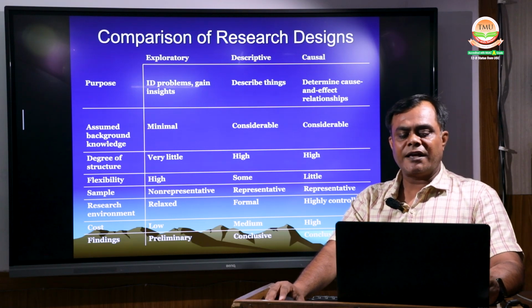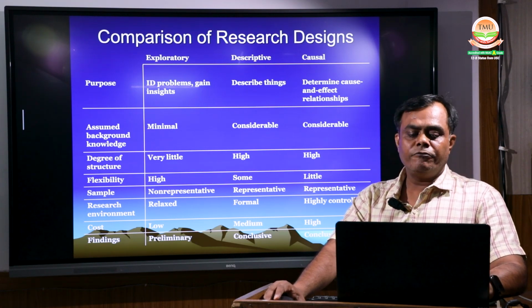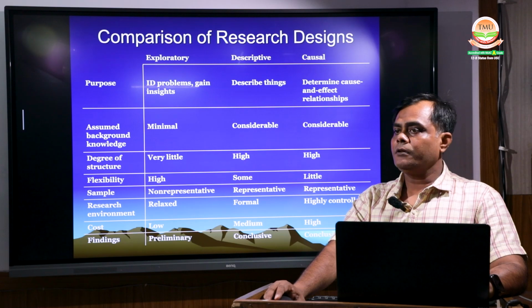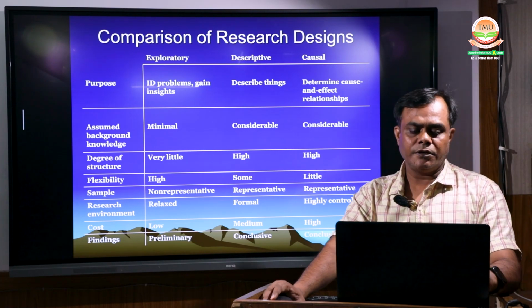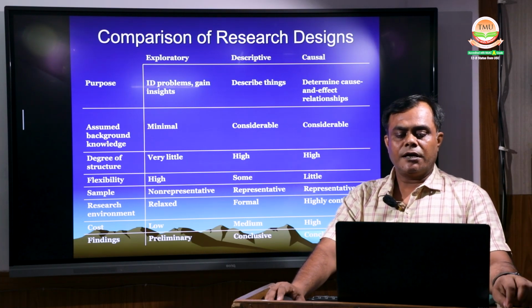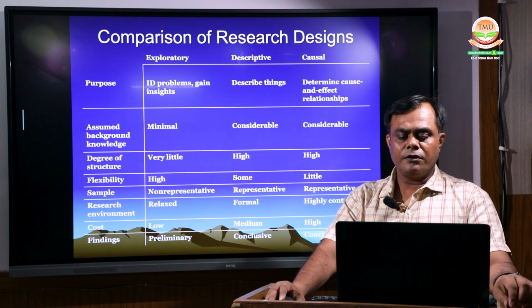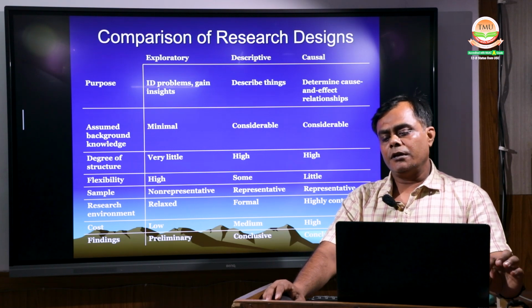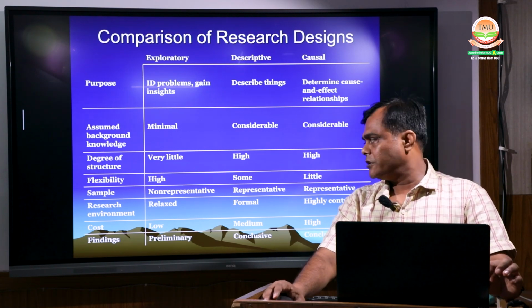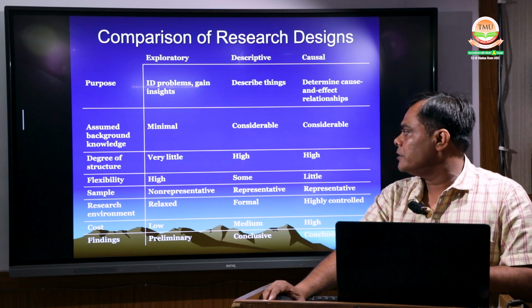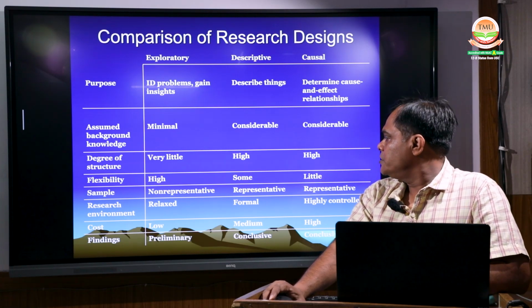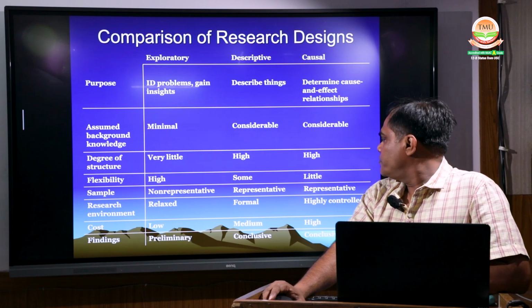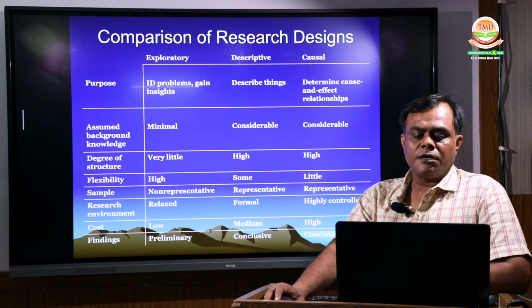On the basis of flexibility, exploratory research has very high flexibility, but descriptive research has very little flexibility, and even a causal research design has very little flexibility. On the basis of sample, exploratory research uses a non-representative sample, descriptive a representative sample, and causal a representative sample. These are the differences on the basis of sample.